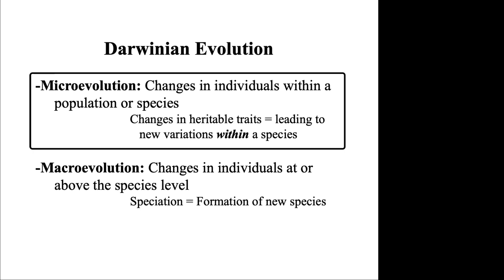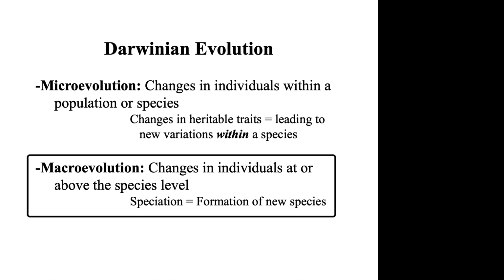Microevolution indicates changes in individuals within a population or species. So these are heritable traits that lead to new variations within a species or a population, etc. Macroevolution is changes in individuals at or above the species level. So this is when you get formation of new species and you see new forms of the organism appearing.